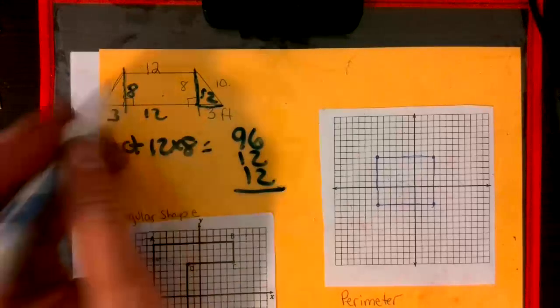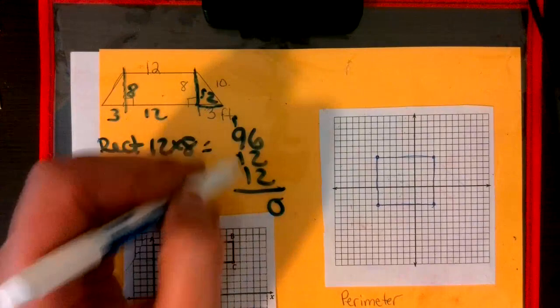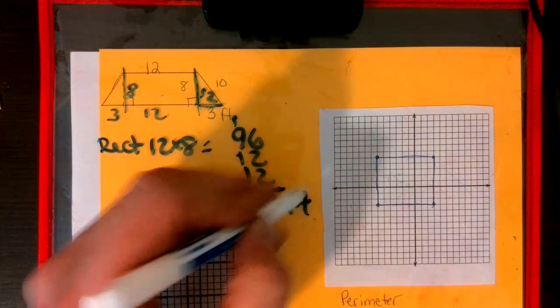We add it all up. We get the area of a trapezoid. 6, 7, 8, 9, 10, 11, 12. 120 feet squared.